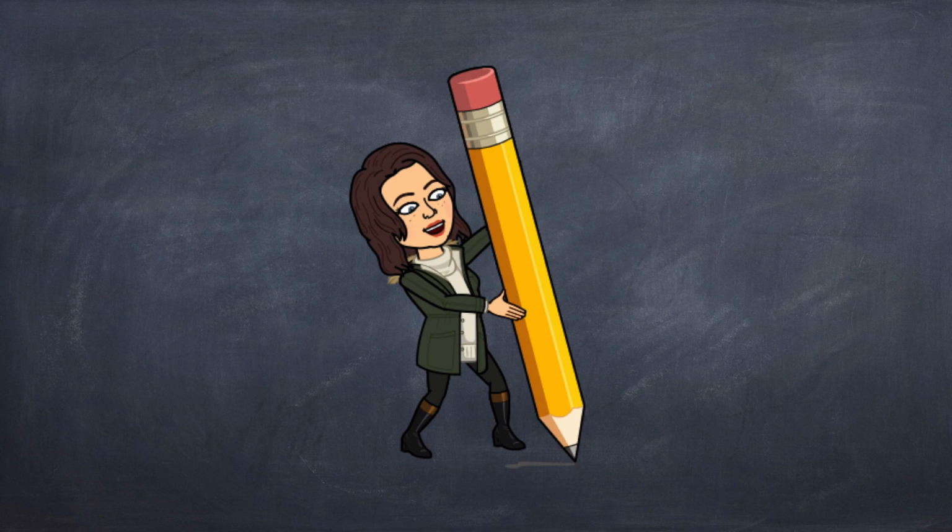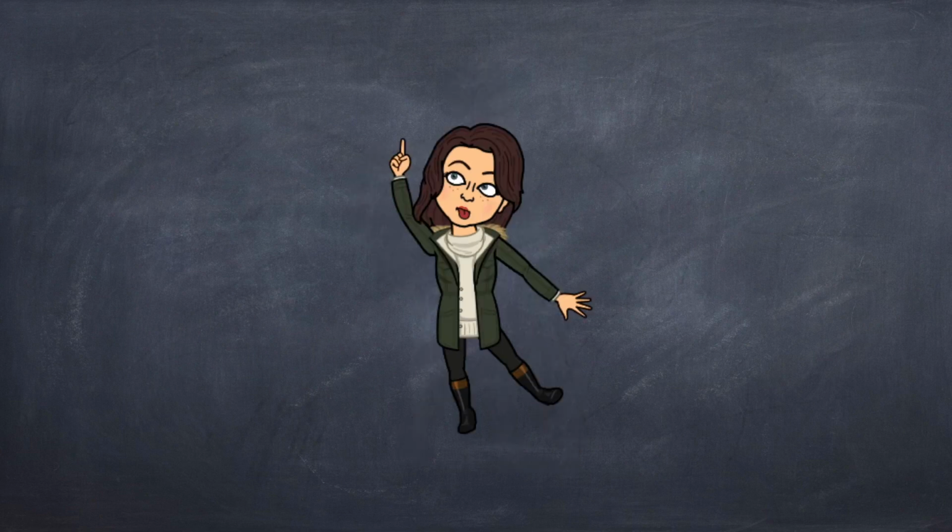Now let's practice writing our letter Z. If you can, grab a pencil or something to write with and some paper. If you don't have anything to write with, that's okay. You can use your pointer finger and trace in the air like this.